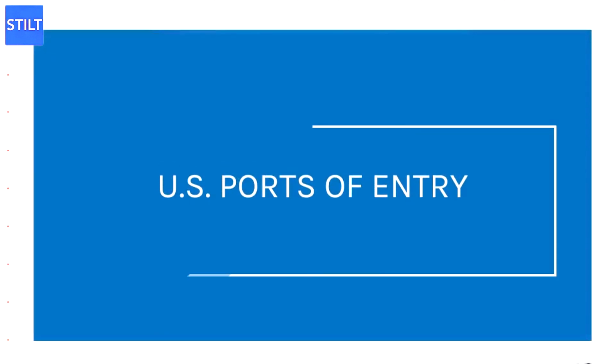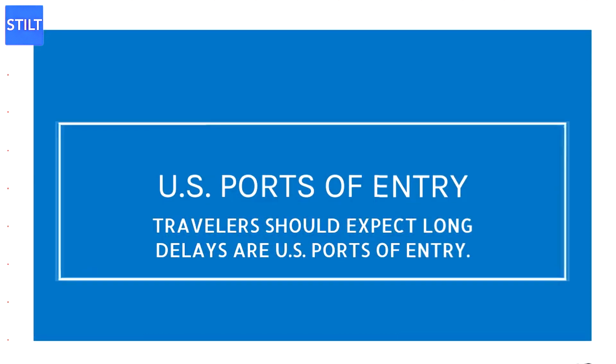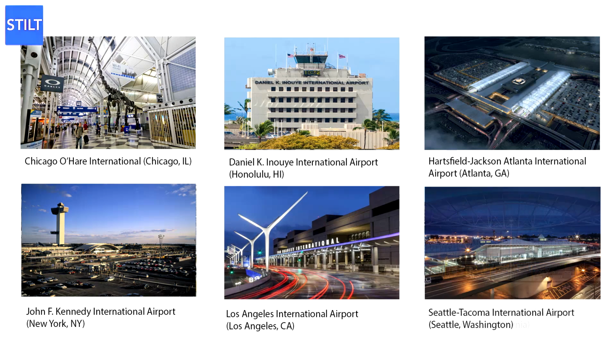U.S. ports of entry. Travelers should expect long delays at U.S. ports of entry. As of this writing, only 7 airports are accepting international flights. These airports include Chicago O'Hare International in Chicago, Daniel K. Inouye International Airport in Honolulu, Hawaii, Hartsfield-Jackson Atlanta International Airport in Atlanta, Georgia, John F. Kennedy International Airport in New York City, Los Angeles International Airport in Los Angeles, San Francisco International Airport in San Francisco, California, and Seattle-Tacoma International Airport in Seattle, Washington.